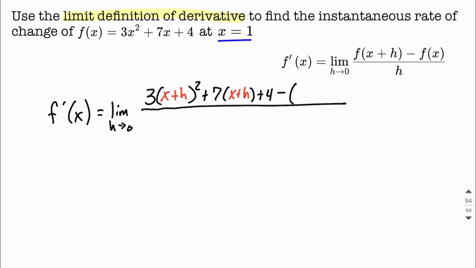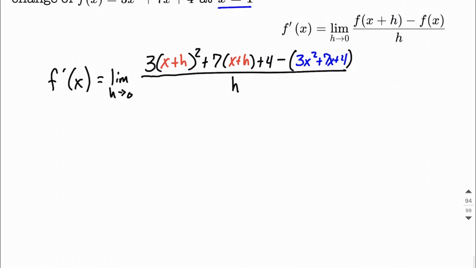Where most students make their mistakes is they don't put parentheses around the original formula. So basically we're going to cut and paste the right-hand side of that original function. So we're going to put 3x squared plus 7x plus 4, and this is still all over our h. From here, it's a lot of algebra and just simplifying down. Hopefully it's not too bad, but this is going to be the limit as h approaches 0.